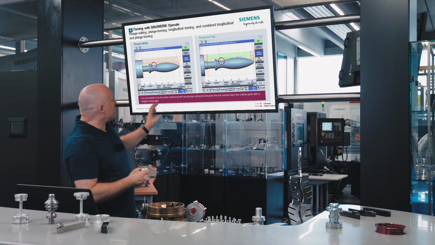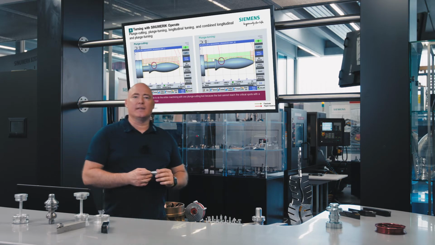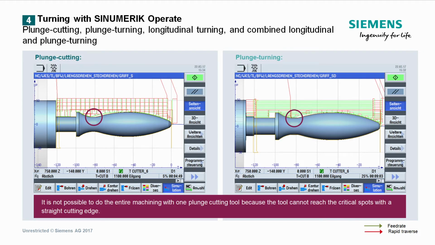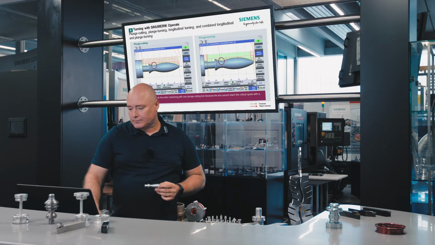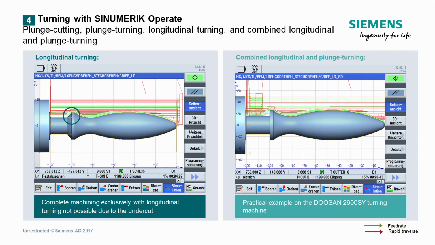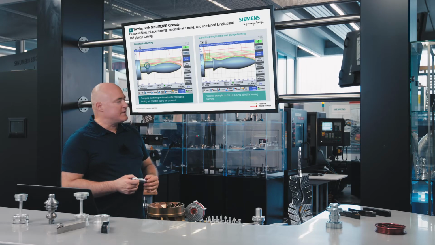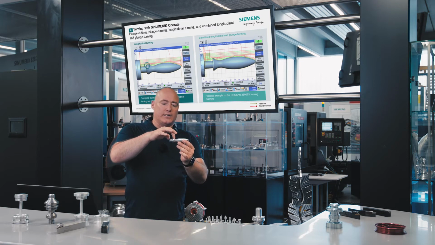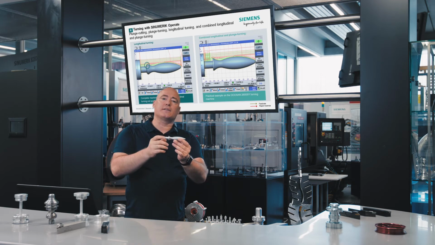This part cannot be made by plunging and grooving alone. The straight cutting edges of the grooving tool cannot complete the entire radius. Longitudinal turning gives us the radii, but not this vertical edge. The shape of the longitudinal turning tool simply doesn't allow it. The only way of doing this is a combination of longitudinal and plunge turning. On the one hand, this allows us to achieve all of the radii, and on the other, we can make the vertical 90-degree edges.